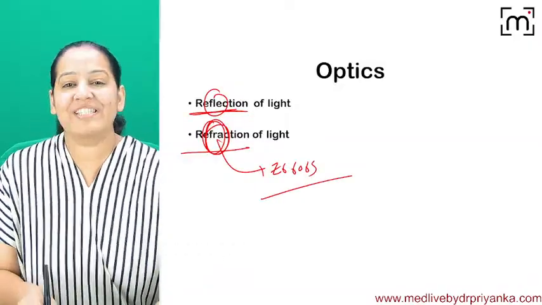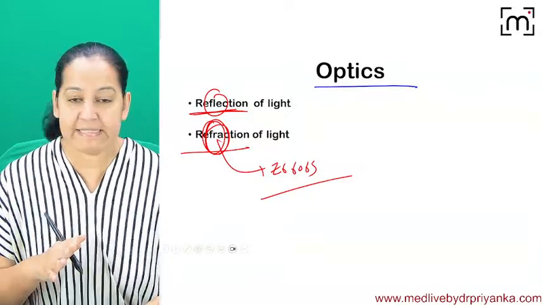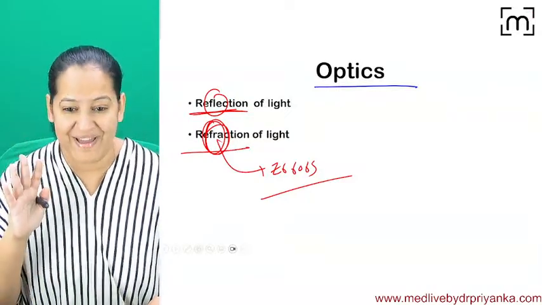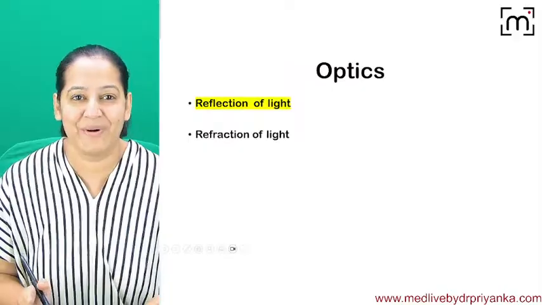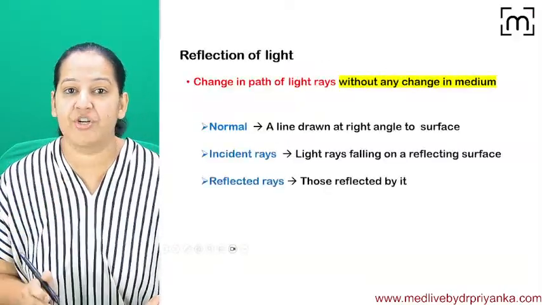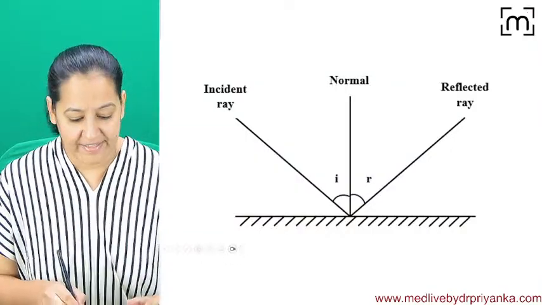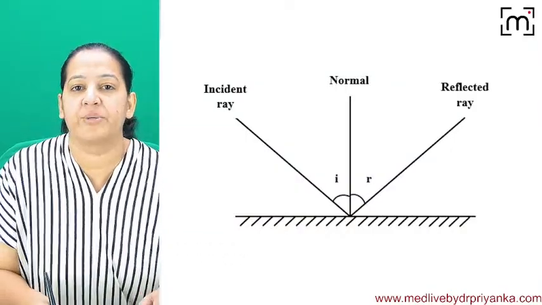So the first portion is optics, that is physics. We have already completed this in our school time, in our 9th, 10th, 11th standard. Okay, so first let's take the reflection of light. What is reflection of light? You tell me. Everyone knows what is reflection of light. In reflection of light, there are three things.